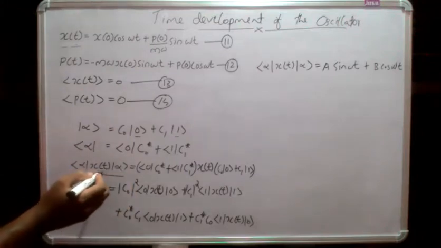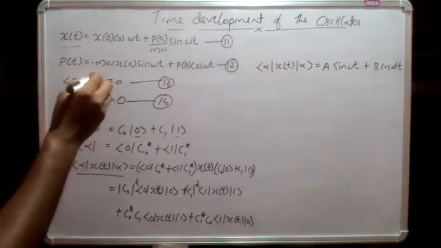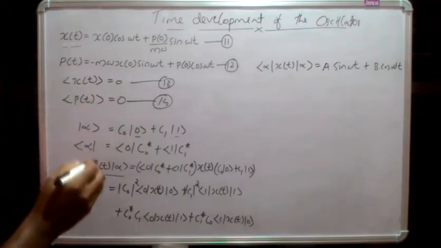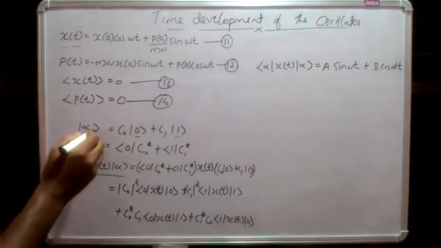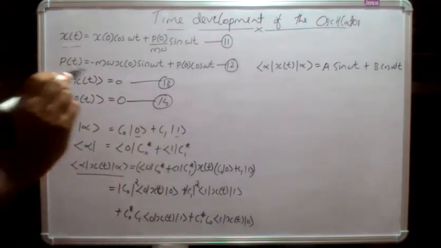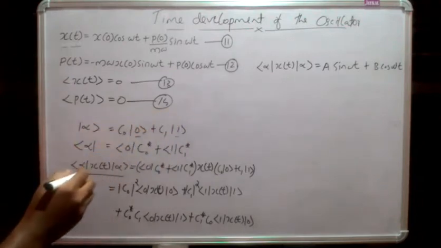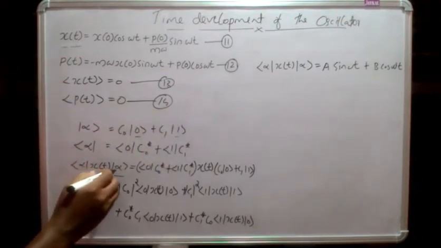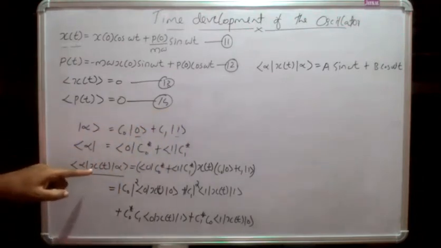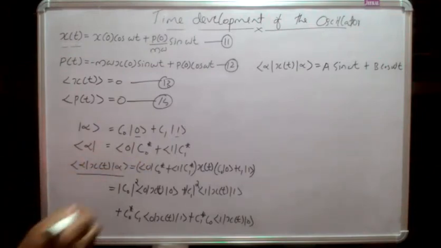Okay, expectation values in this state. Here we found this is a stationary state, and here we are finding the expectation values. This is the superposition of two different states, ground state and first excited state, and we are going to find the expectation values of the position operator in this superposition of states. Okay, in this way we can find out.